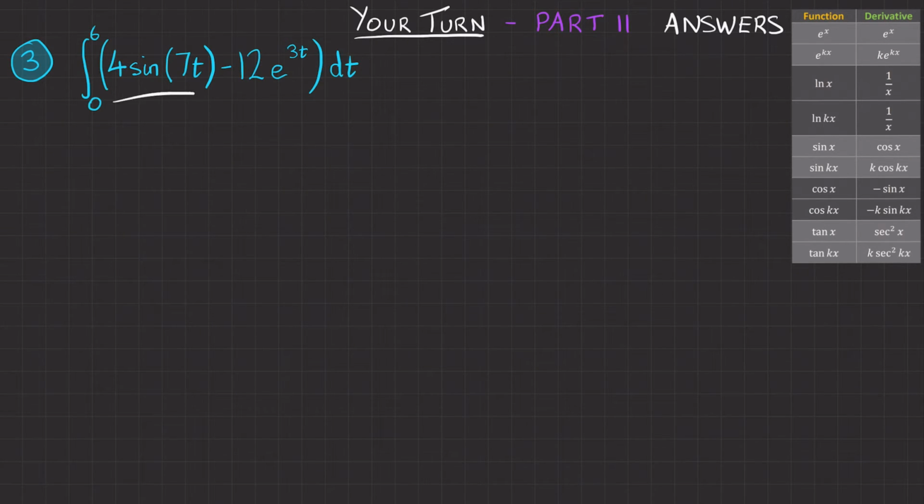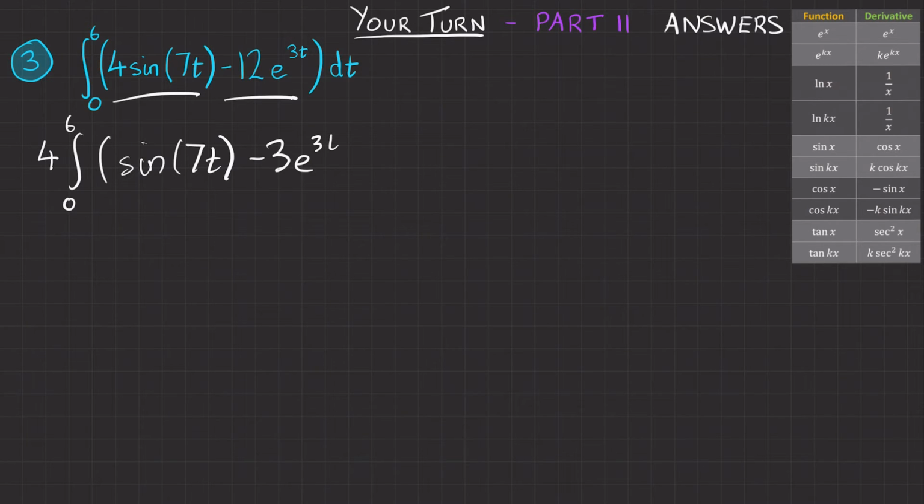This third question, we've got two terms. We want to take out a common numerical factor, which in this case is 4. So we'll have 4 lots of the integral bounded by the points 0 and 6, lots of sine 7t minus 3e to the 3t, all with respect to t. We can integrate it at this point.